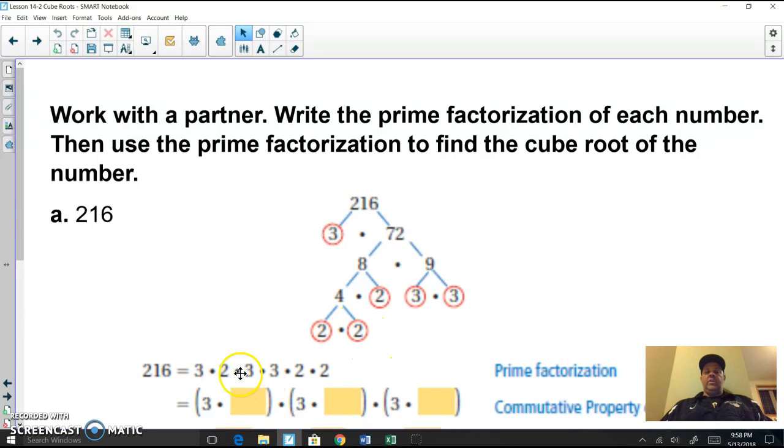So what we have is 216 equals 3 times 2 times 3 times 3 times 2 times 2. Therefore, we can say that there is a 3 and a 2, a 3 and a 2, and a 3 and a 2. 3 times 2 is 6. The cube root of 216 is 6.